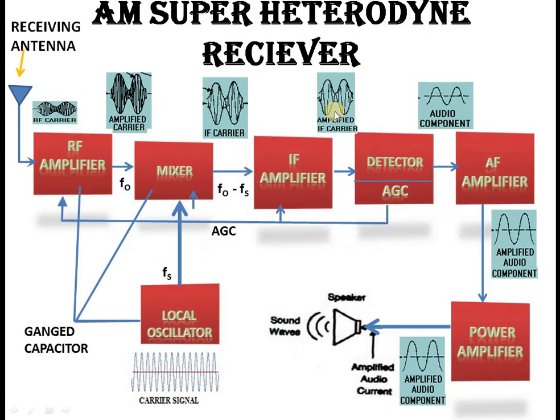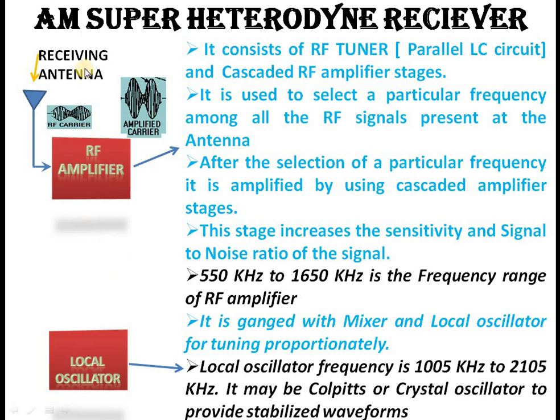Let us see the working of each block of this AM superheterodyne receiver. The receiving antenna receives electromagnetic waves from different channels and converts those EM waves into electrical signals. Received signals are as many as the number of channels. Hence, the RF amplifier should be able to identify the desired signal, whether weakest or strongest.